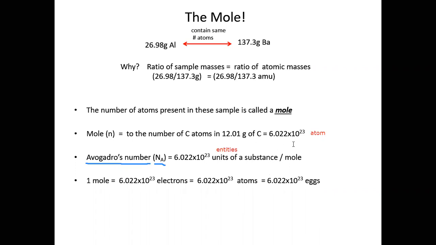So whatever entity you're dealing with, if you want 1 mole of that, you need 6.022 times 10 to the 23rd entities. So for example, if you have 1 mole of electrons, you have 6.022 times 10 to the 23rd electrons. 1 mole of eggs, you have 6.022 times 10 to the 23rd eggs. 1 mole of atoms, 6.022 times 10 to the 23rd atoms. So as you can imagine, 1 mole of anything is this many of that entity.